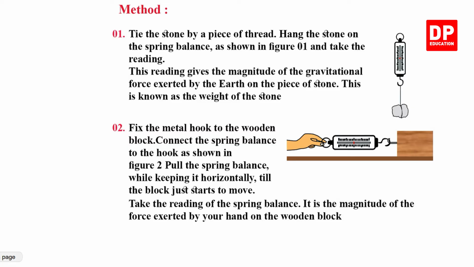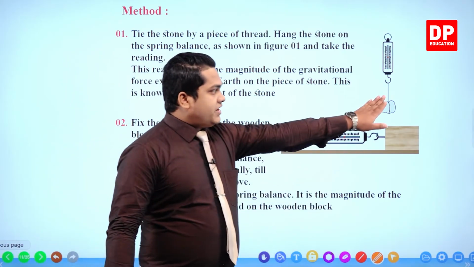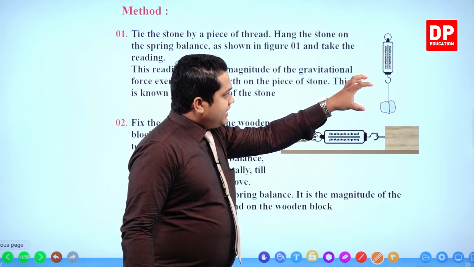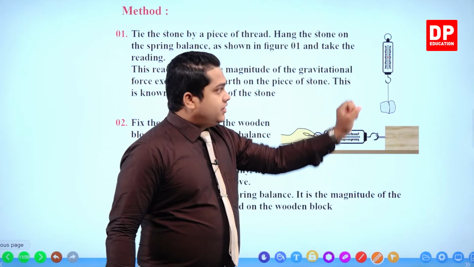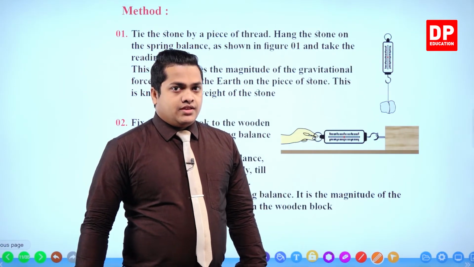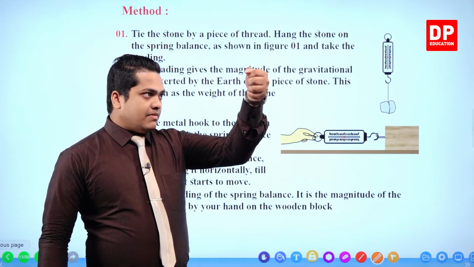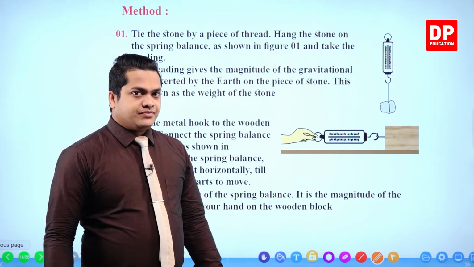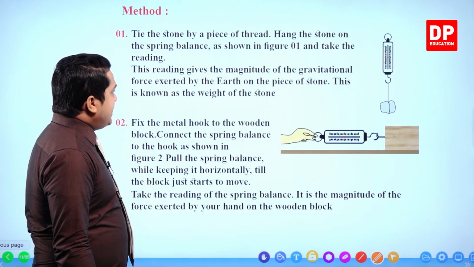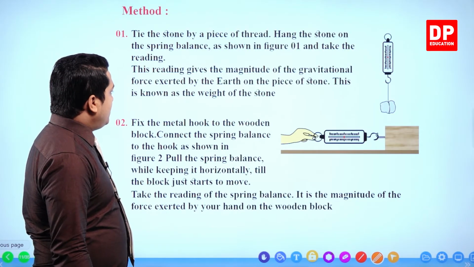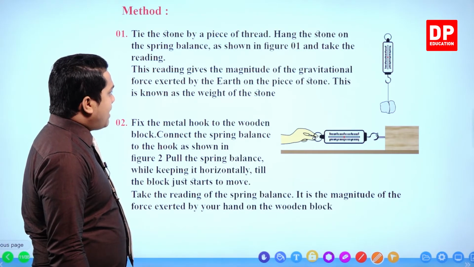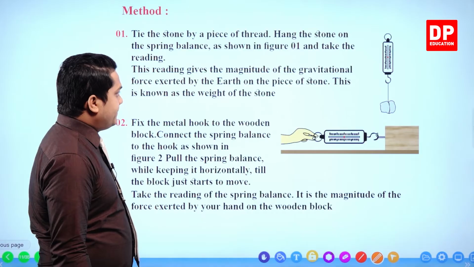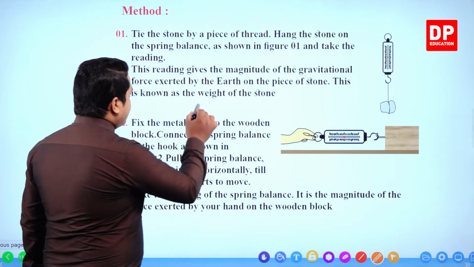Tie the stone with a piece of thread and hang the stone on the spring balance as shown in figure 1, and take the reading. In figure 1, what do you have to do? Hang the stone by the thread on the spring balance. Then take the spring balance like this and get a reading.